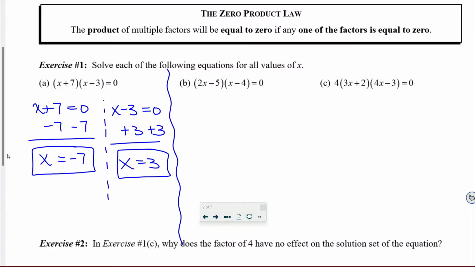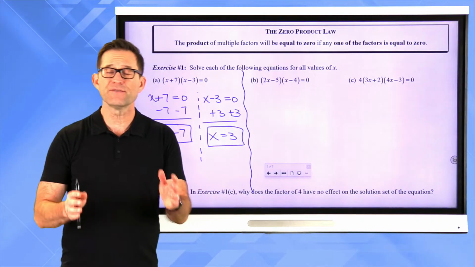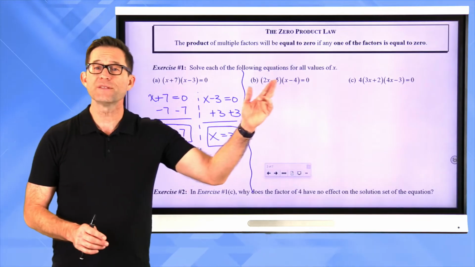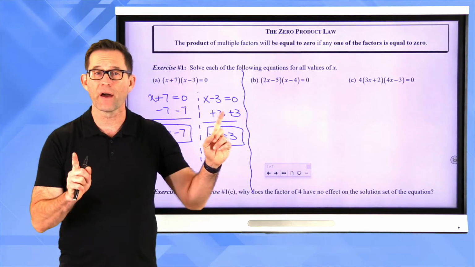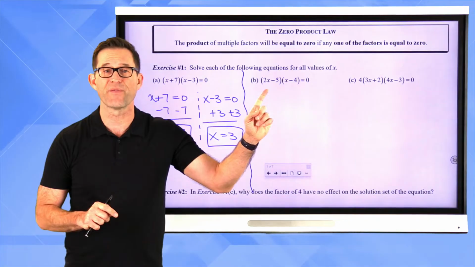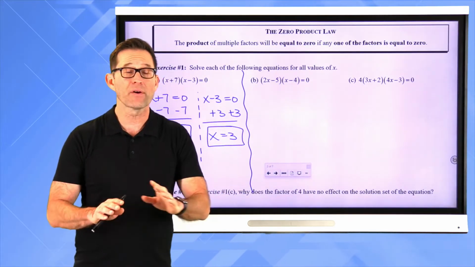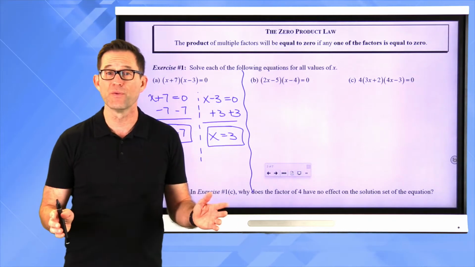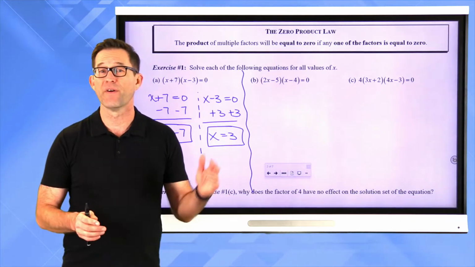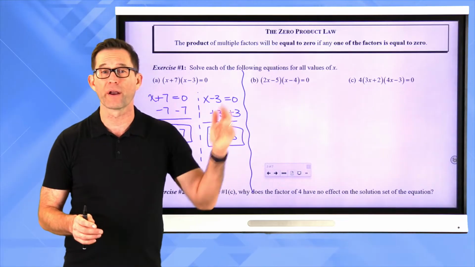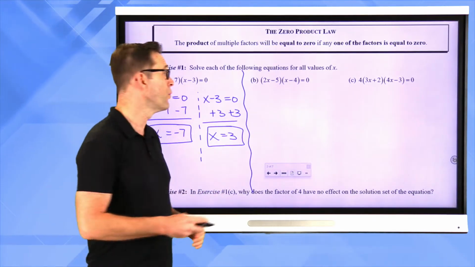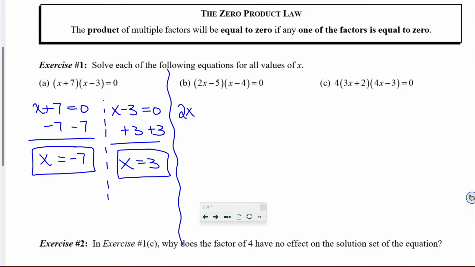Here we have 2x minus 5 times x minus 4 is equal to 0. And again, I just really want to hammer home, this equation will be satisfied for any value of x that either makes 2x minus 5 equal to 0 or that makes x minus 4 equal to 0. And there can't be any other value of x that will do the job because any other value of x won't leave us with part of a product that's equal to 0. So now we can say 2x minus 5 is equal to 0 and x minus 4 is equal to 0.